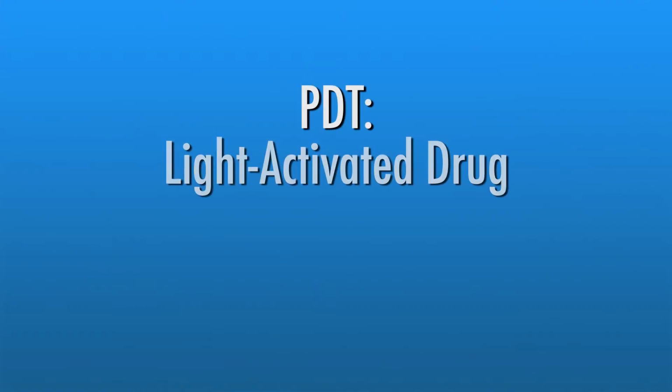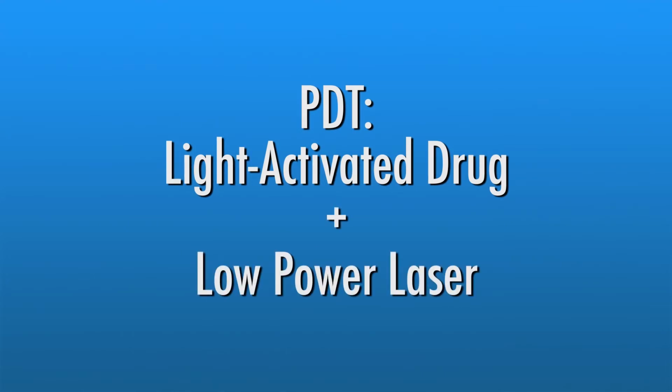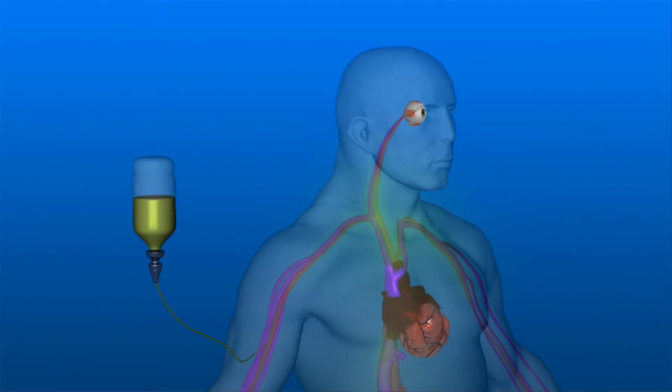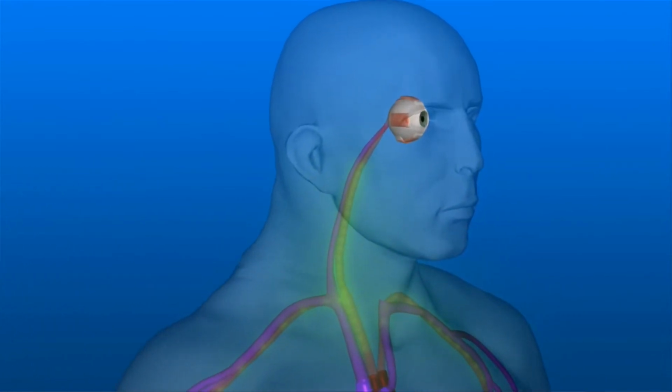For instance, some patients may also receive a treatment called PDT, or photodynamic therapy. This procedure uses a combination of a light-activated drug and a special low-power or cool laser. The photosensitive drug is injected into the patient through an intravenous infusion and travels to the abnormal vessels behind the central macula.